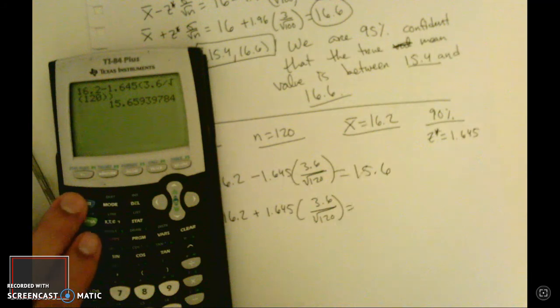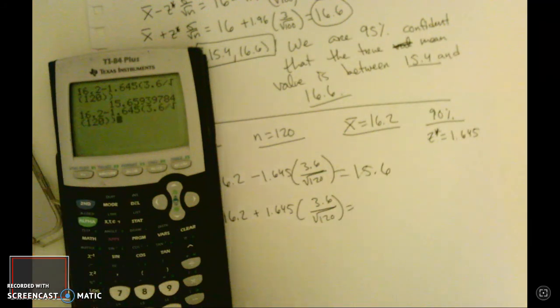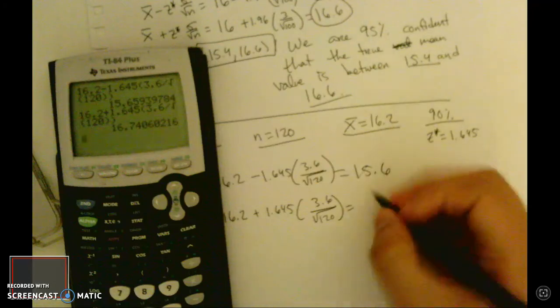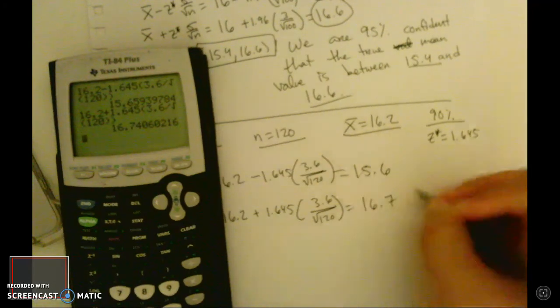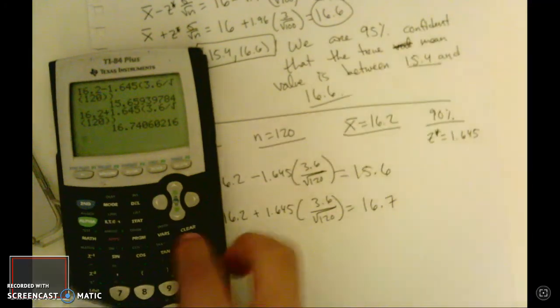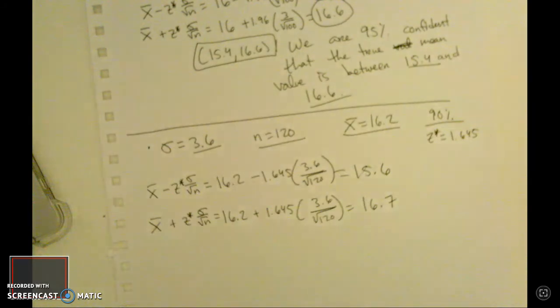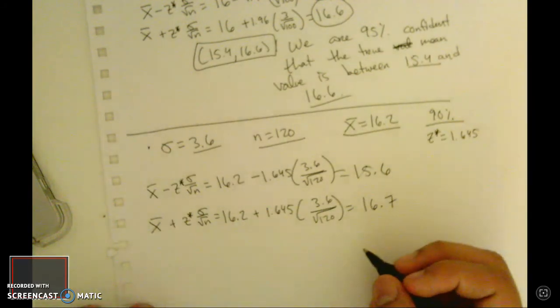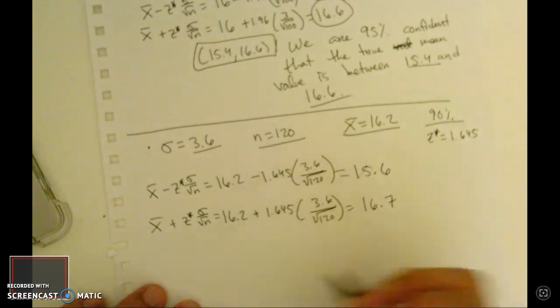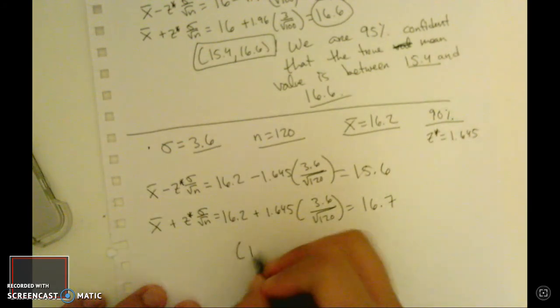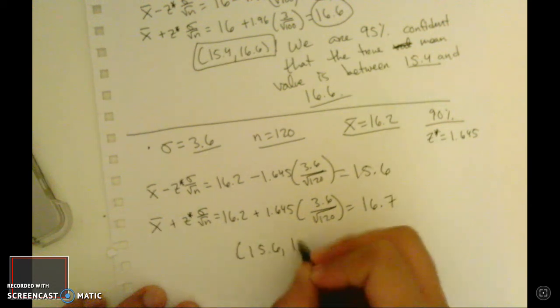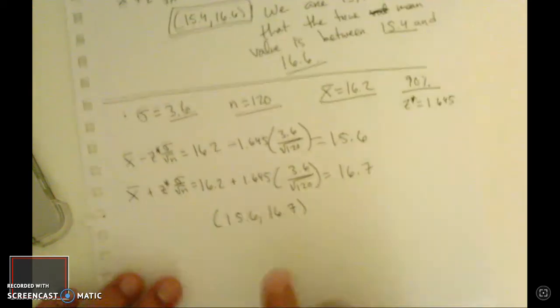Now I'm going to do the same thing. I'm going to press second enter, right? And then I'm going to change this minus to a plus. And what do I get? 16.7. Oh, these were very similar to the other problems. Okay, anyways, what do I get? I get an interval between 15.6 and 16.7. So what does this tell me? What does this interval tell me?